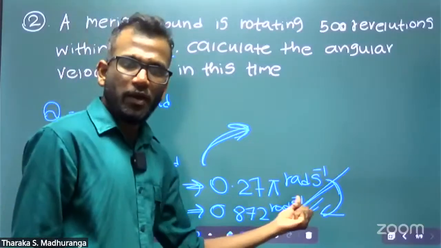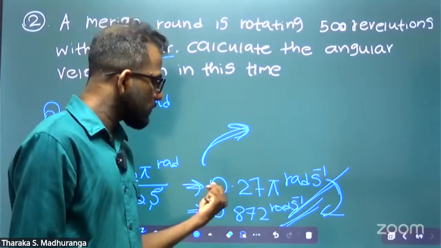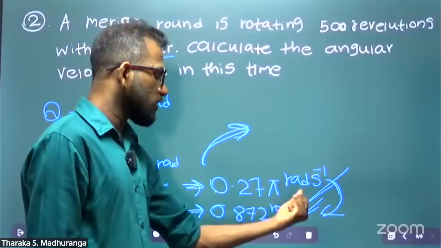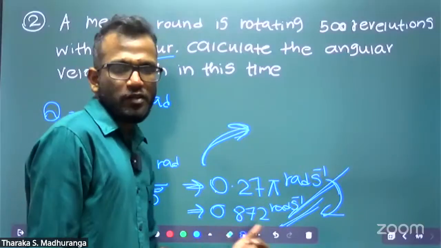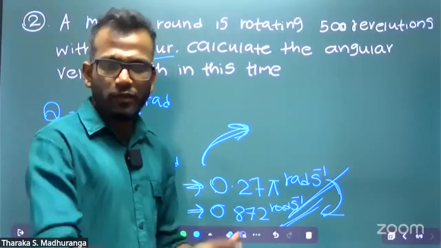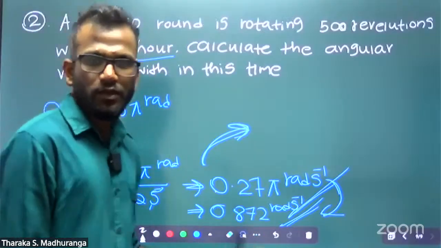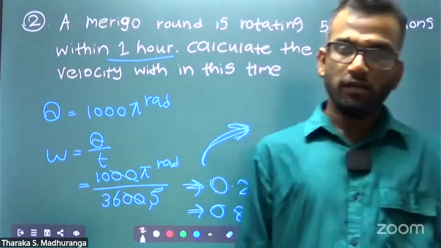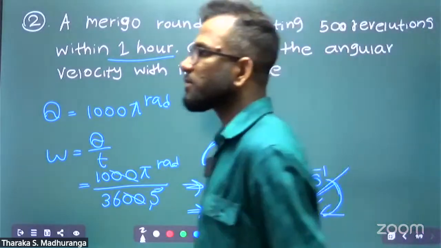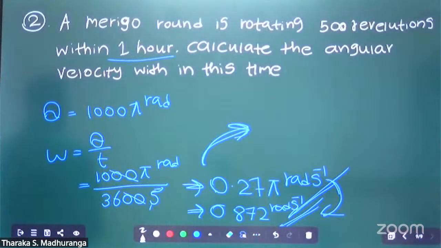Then in the essay part, it is safe to write 0.275π radians per second. If you write 0.872 again, you can just get the value with the calculator. You can note down both in the essay part. In MCQ, it's not a problem. Okay, Vihen?